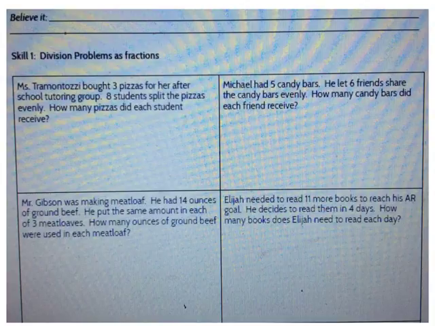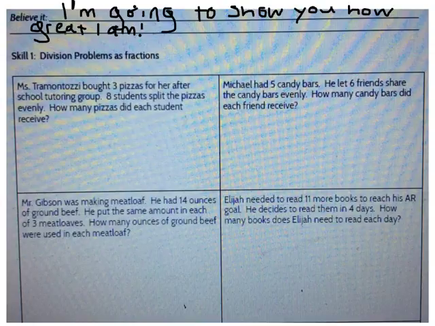Today in this video, we're going to talk about two things: writing division problems as fractions and actually dividing with fractions. Go ahead and start by filling out your champion's creed at the top of your paper. Do that now.